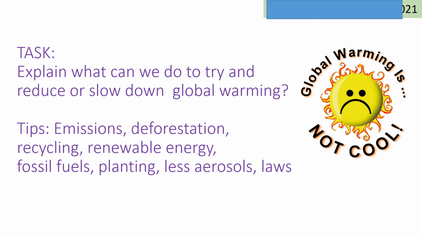So, your task here till the end of the lesson: explain what we can do to try and reduce or slow down global warming. So try and use these keywords: emissions, deforestation, recycling, renewable energy, fossil fuels, planting, less aerosols, laws. If you're struggling with it, search online, find out what we can do to slow down global warming.